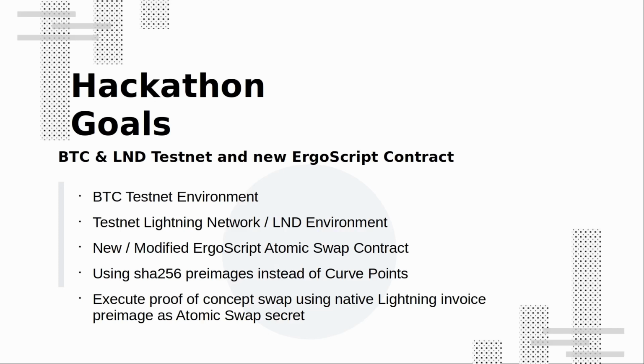We want to modify our existing ErgoScript atomic swap contract, and also we're going to use SHA-256 preimages instead of curve points in that contract. We're also going to execute a proof of concept swap using native Lightning invoice preimages as the secret for our atomic swap.